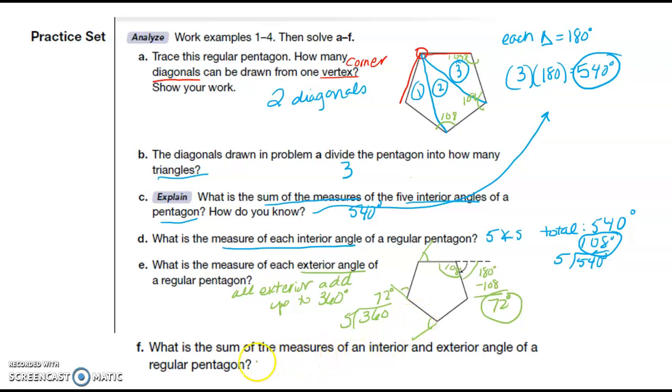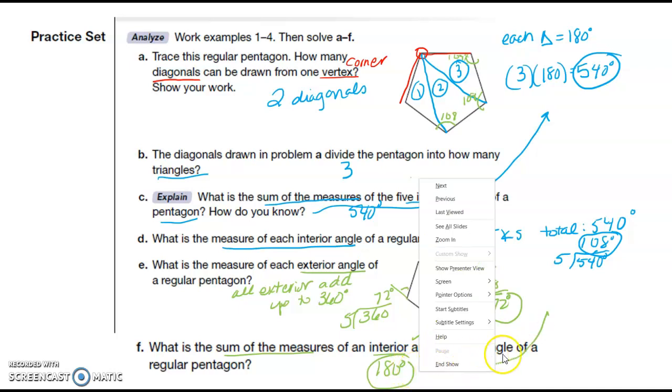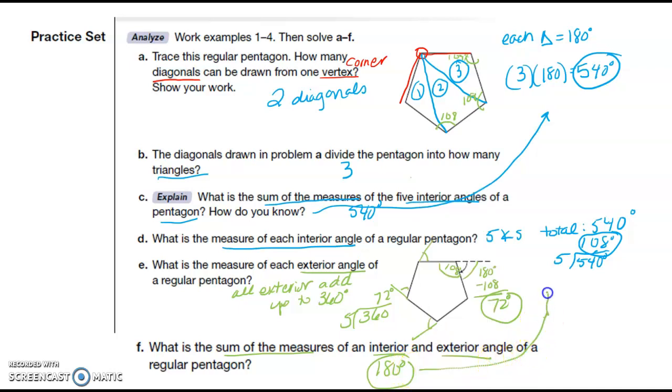Okay, and the last question is, what is the sum of the measures of the interior and exterior angle, just one? So the sum of an interior and exterior angle is 180 degrees. And I showed this right here. Okay, so let's keep going.